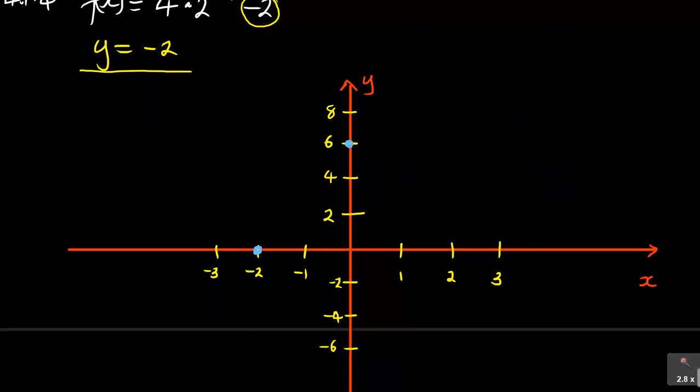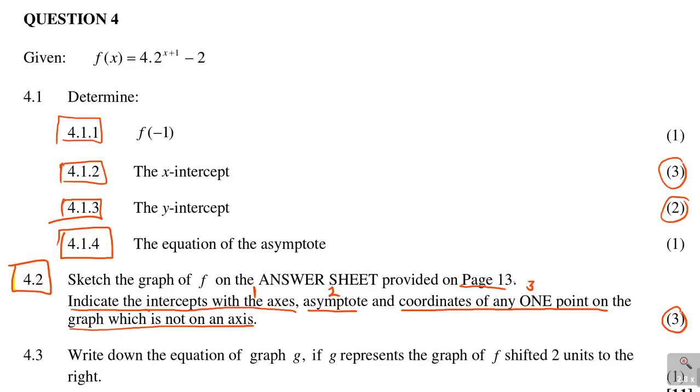When x is 0, y is 6. Now remember, this must take the shape of an exponent. You need to know the general shape of an exponent. Now the next important thing: if you look at the questions, 4.1.1, 4.1.2, 4.1.3, 4.1.4, they were guiding you so that you can answer question 4.2. So it is all connected.